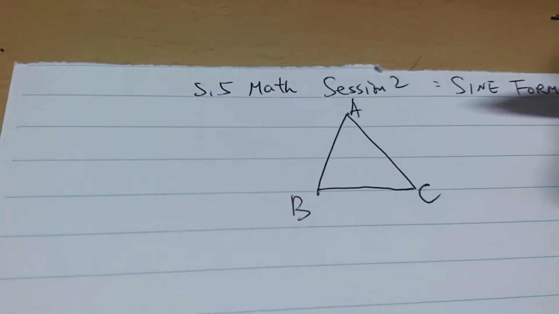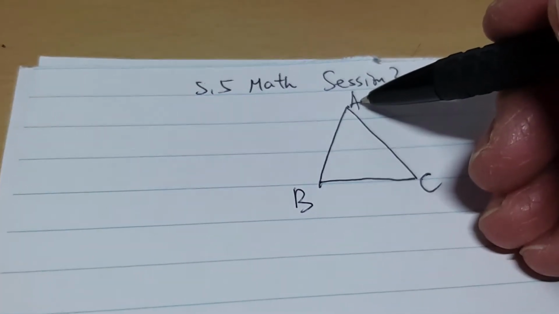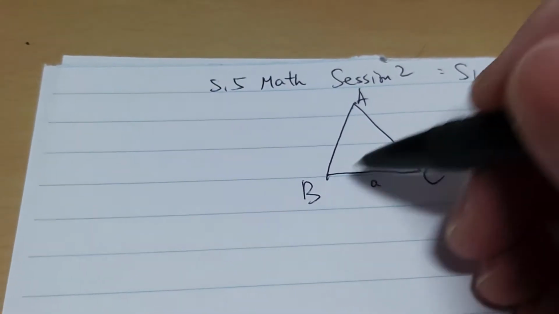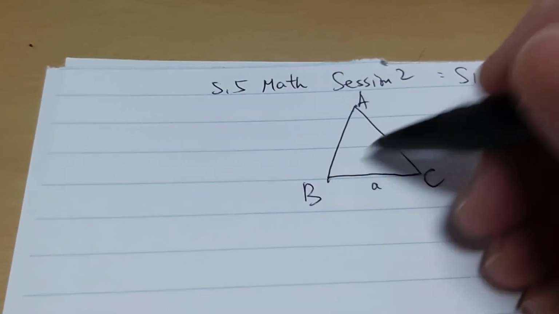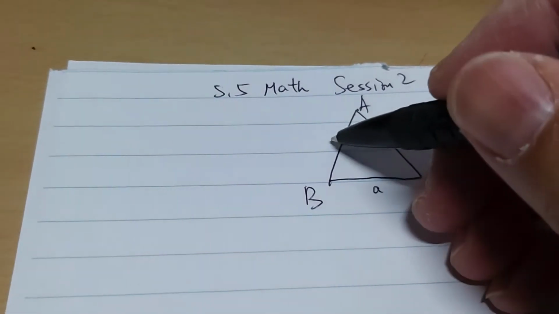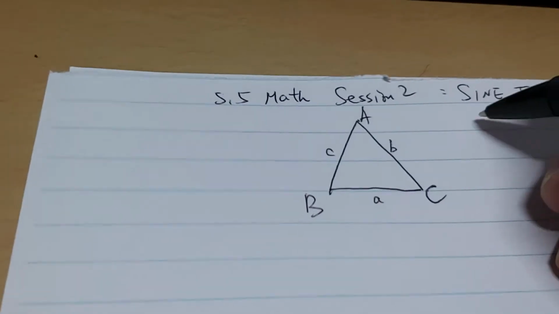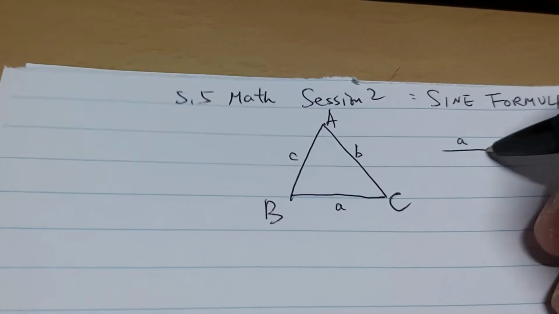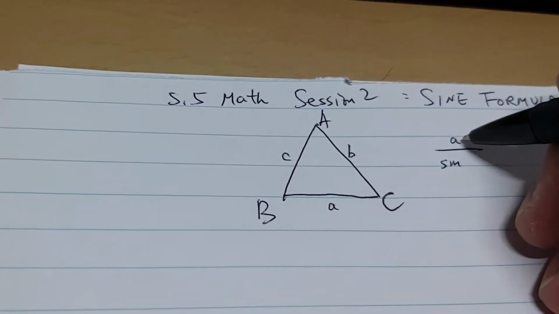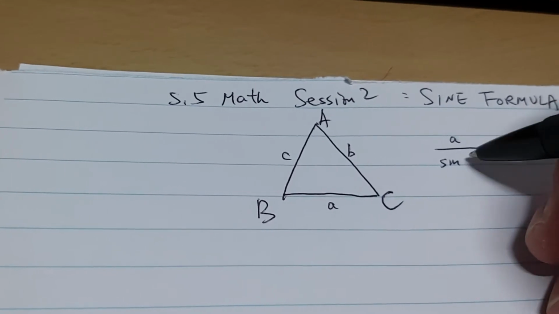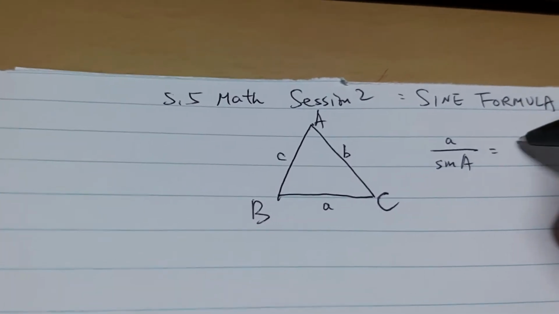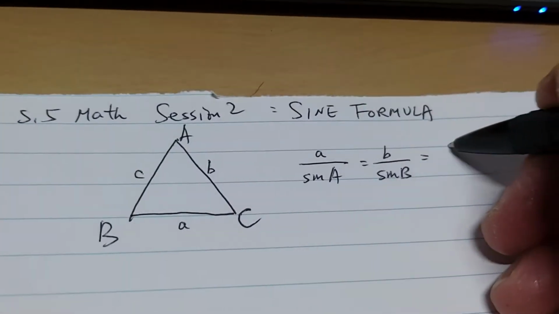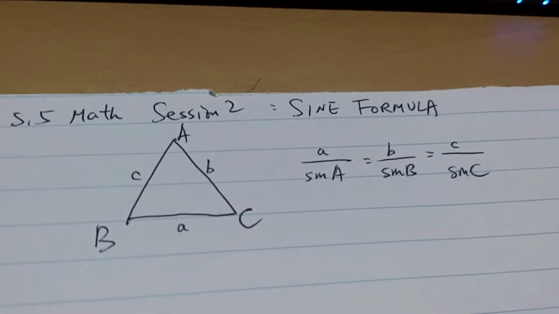So, given a triangle ABC, opposite to angle A is side a. Again, opposite angle B is side b, opposite angle C is side c. The sine formula states that a over sine A equals b over sine B equals c over sine C.